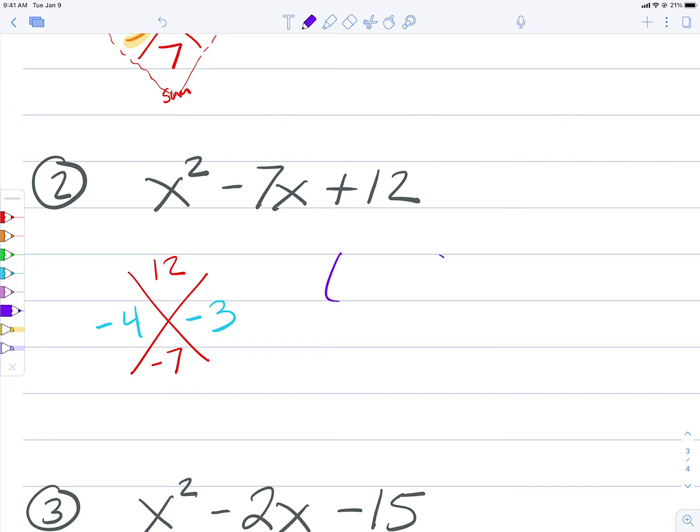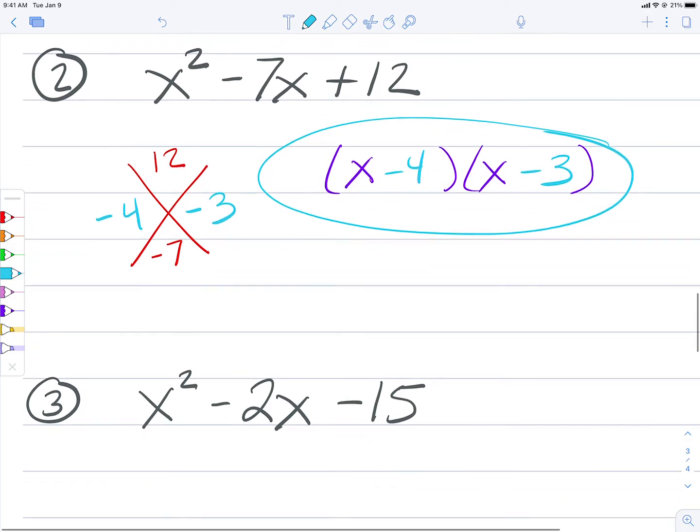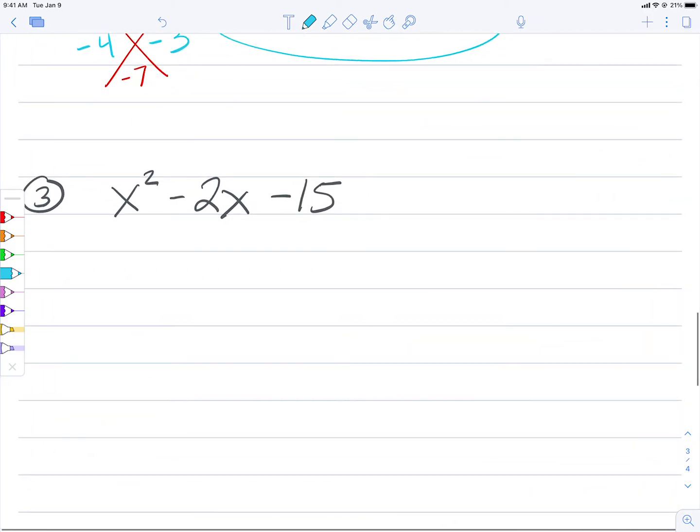So I'm going to put my answers that I just found in the binomials with x's. So that's a negative 4 and a negative 3. Notice that my negatives followed through. So we have x minus 4 times x minus 3. Okay, let's try one more.